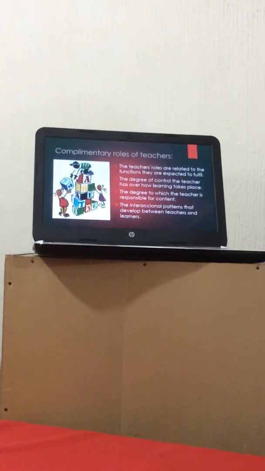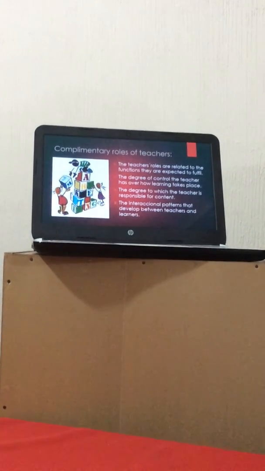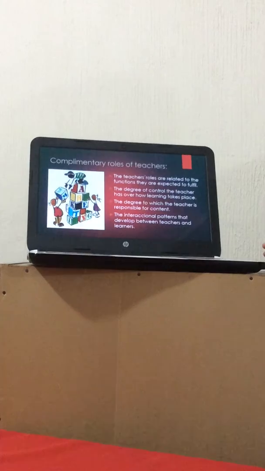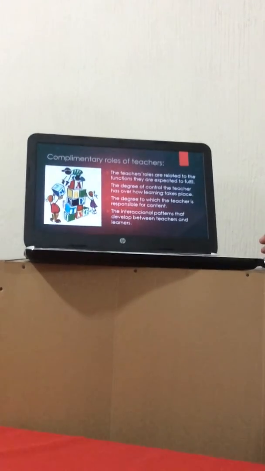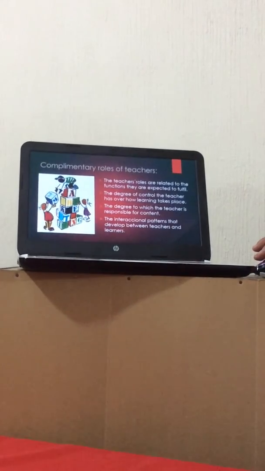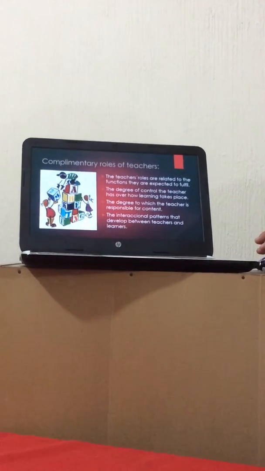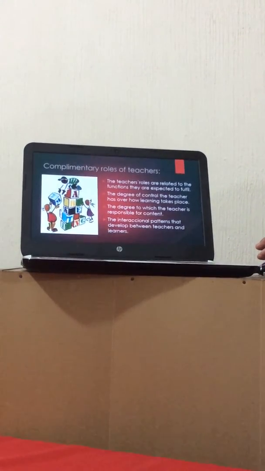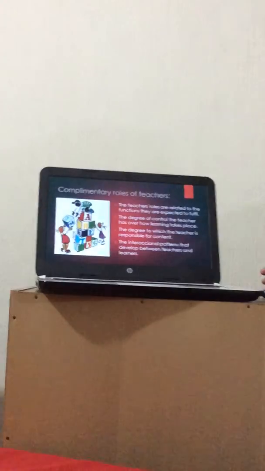Now, finally, about the complementary roles of teachers. The teacher roles are related to the functions they are expected to fulfill. Teachers can function as directors, as facilitators, or as a guide. The degree of control the teacher has over learning also explains the roles of the teacher.